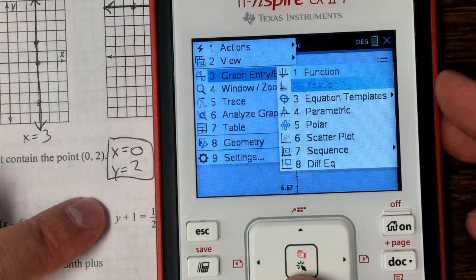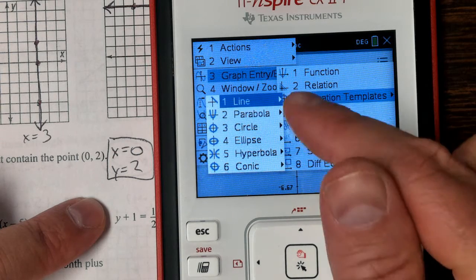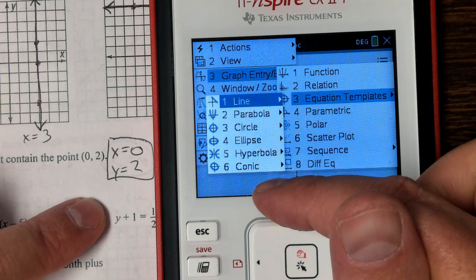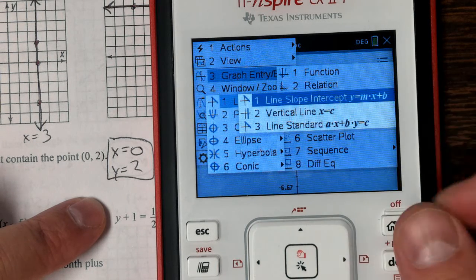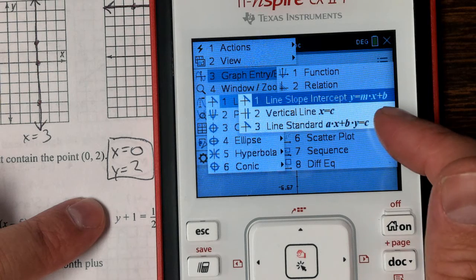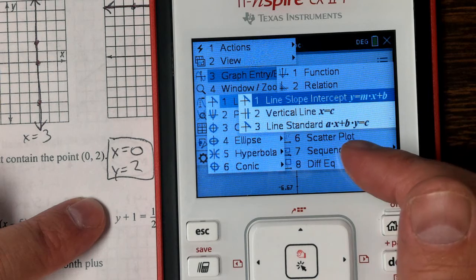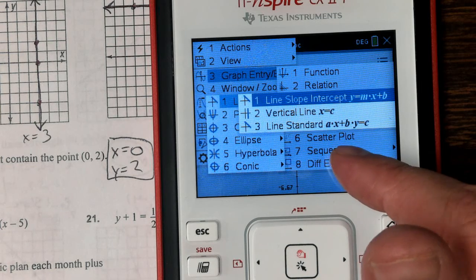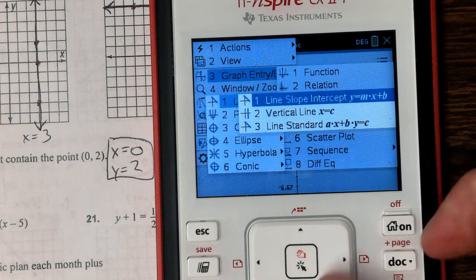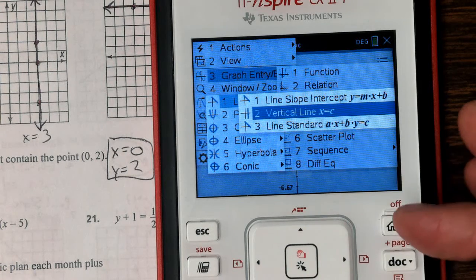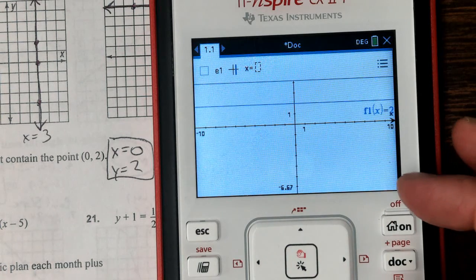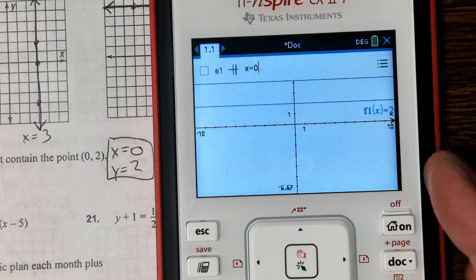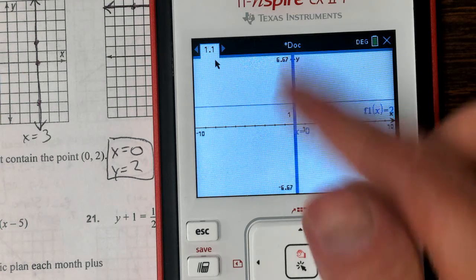Sometimes you may want to do equation templates, because when I open that, there's line, parabola, circle, etc. And there's slope intercept there, there's vertical line, there's standard form. They didn't put point slope in this list for some reason, but you could do it this way with vertical line x equals c. So it says E1 and then x equal, and you can just push 0 there, and it's that one.